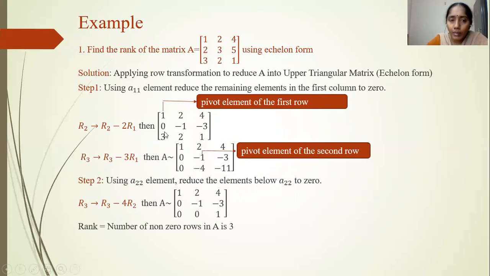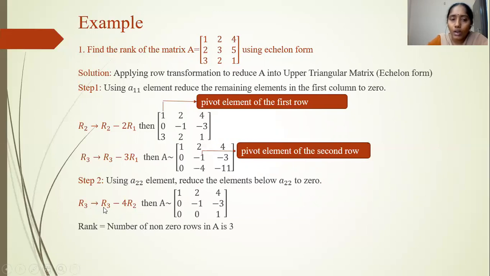Now make the element 3 to 0 by using R1: R3 goes to R3 minus 3R1. Applying this transformation and simplifying, we get 0, minus 4, minus 11. Now we choose another pivot element in the second row. Here in the second row, the first non-zero element is minus 1. So this is our pivot element. Using this pivot element, reduce minus 4 to 0 using an elementary transformation.